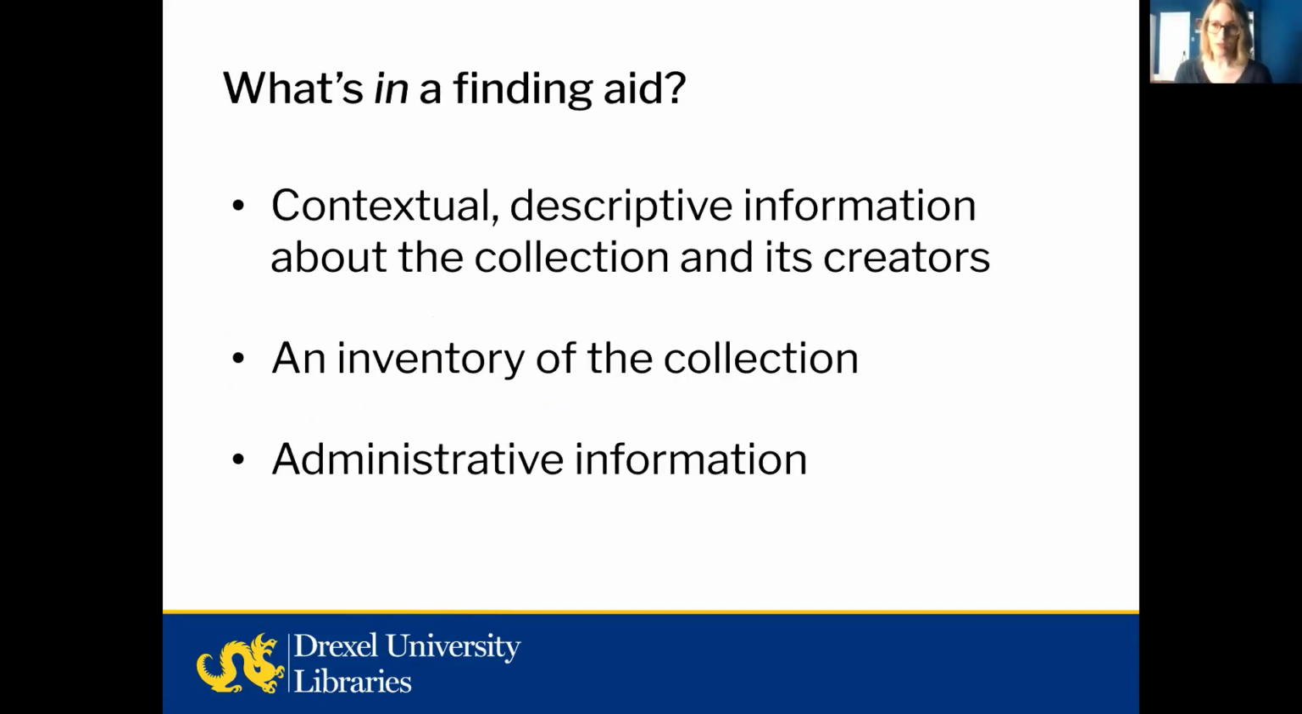So that complex record is a finding aid for a collection. And again, a collection, a bunch of stuff created by one person or one group. And that finding aid will contain three main types of information. Contextual, descriptive information that tells you more about what's in the collection and who or what created it. An inventory that describes box by box and folder by folder the contents of the collection. And administrative information that tells you about the collection's history and its place in the archives.